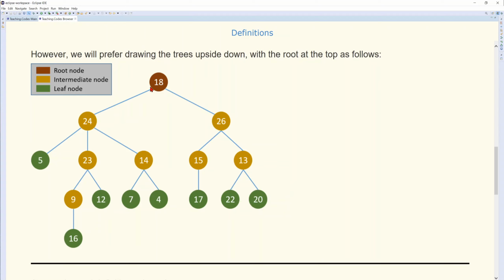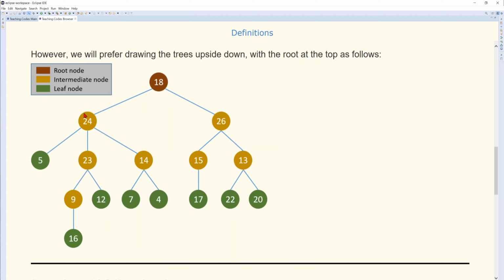Height is just the other way around. In the case of height, as opposed to depth, we're not looking towards the root, but in the case of height, we're looking towards the leaves. For example, if you consider 13, 13 requires one hop to go to one of its leaves, or this one, same. So the height of 13 would be 1. The height of 26 would be 2. So to any one of these 3 leaves, it requires 2 hops.